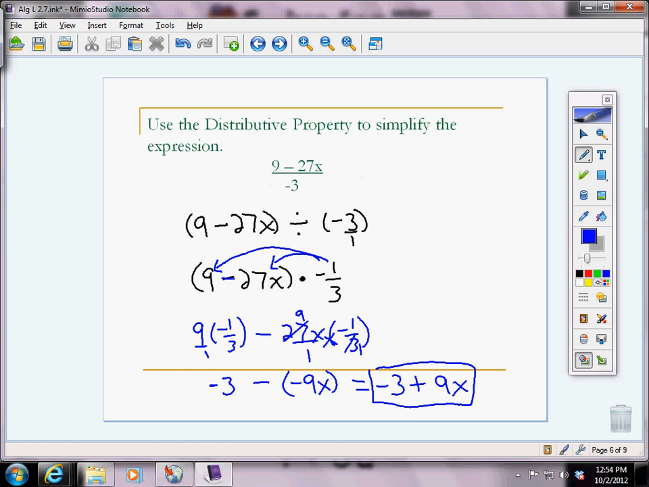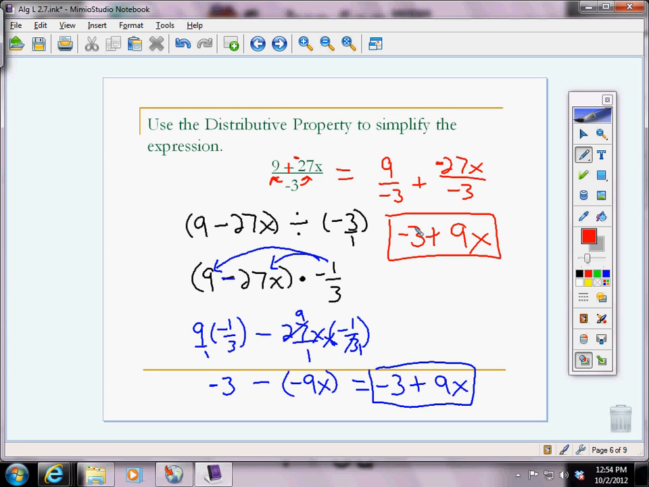Okay? Another way you can think of this, and again, I'm not too overly concerned with this right now, but you can think of this negative 3 dividing everything up here. So if we go keep, change, change, we could divide the 9 by negative 3, plus we could divide the negative 27x by a negative 3. 9 divided by negative 3 is a negative 3. Negative 27 divided by a negative 3 is a positive 9x. That's probably the way I would think of it, but notice both ways we get the same result.